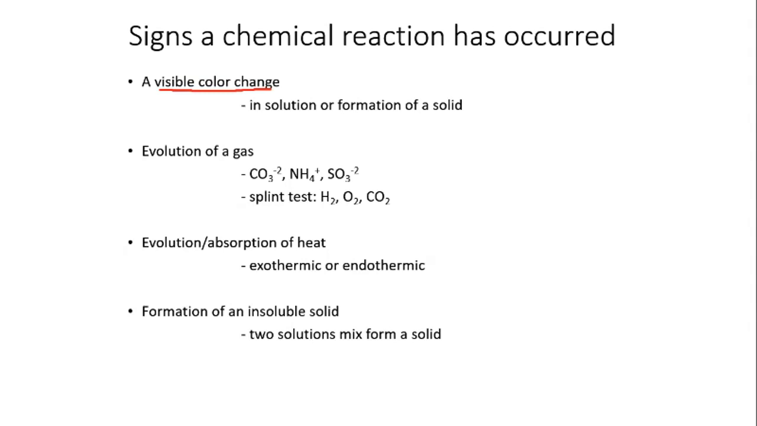The next one is the evolution of a gas. So there are certain ions, for example, that when you react with an acid or a base, they form distinct gases. And so, for example, here we have three ions: carbonate, ammonium, and sulfite. And so when you react these ions with, in the case of carbonate and sulfite, a strong acid, you produce a gas, or any acid. It doesn't have to be a strong acid. It works more readily with a strong acid. And then when you react ammonium with a strong base, it produces a distinct gas.